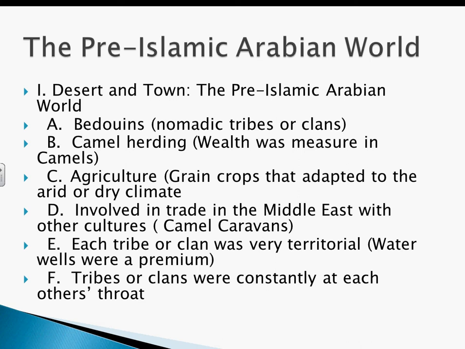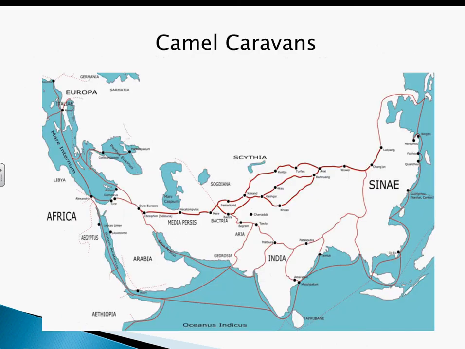Oases, places where they had water, which is nowadays pretty scarce, but was more available during this period. Camel caravans are going to be the mode of travel and trade in the area. Scattered tribes and clans fought over the water because it was a premium. The tribes were pretty much at each other's throat. A lot of competition.